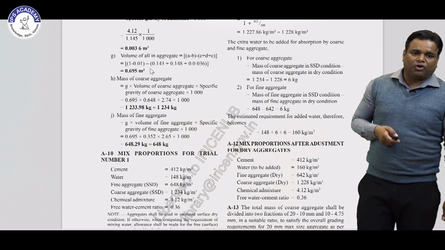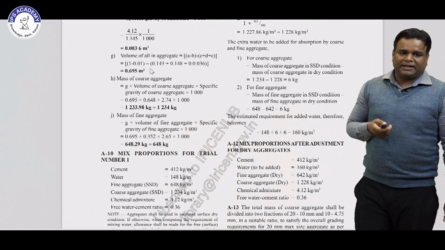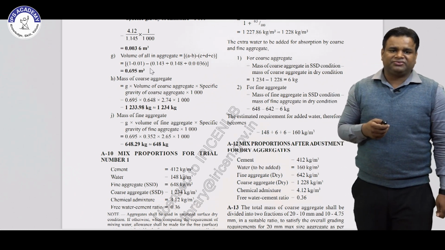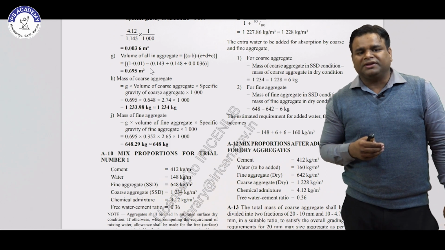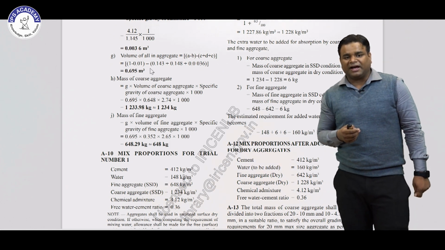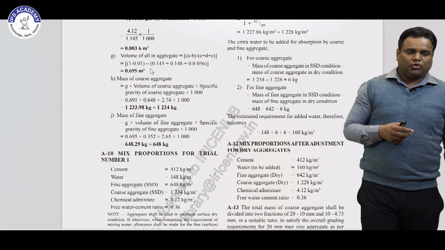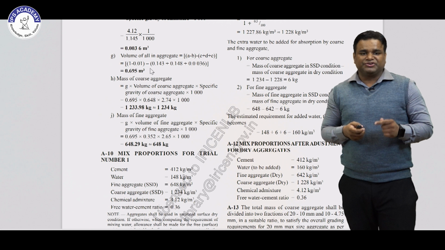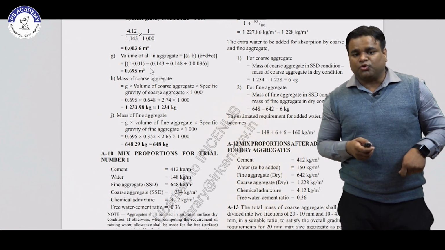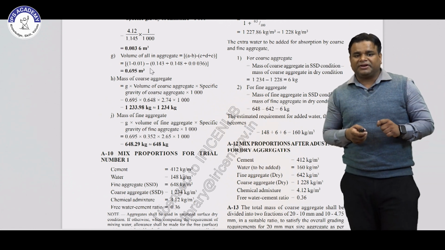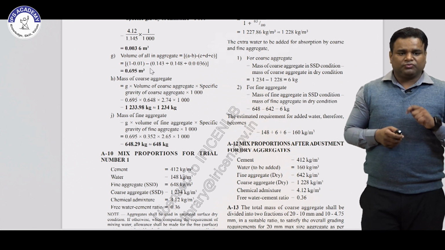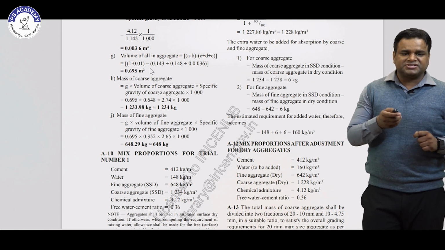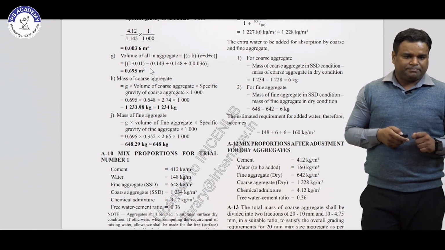Then the volume of all-in aggregate. From A to E, this is the relation: A minus B minus C plus D minus E. We can get the volume of all-in aggregate, which is 0.6958 meter cube. From this volume of aggregate, we can calculate the mass of aggregate, which is G into volume of coarse aggregate multiplied by specific gravity of coarse aggregate into 1000. From that relation, we can calculate the mass of coarse aggregate, which comes to 1234 kg.